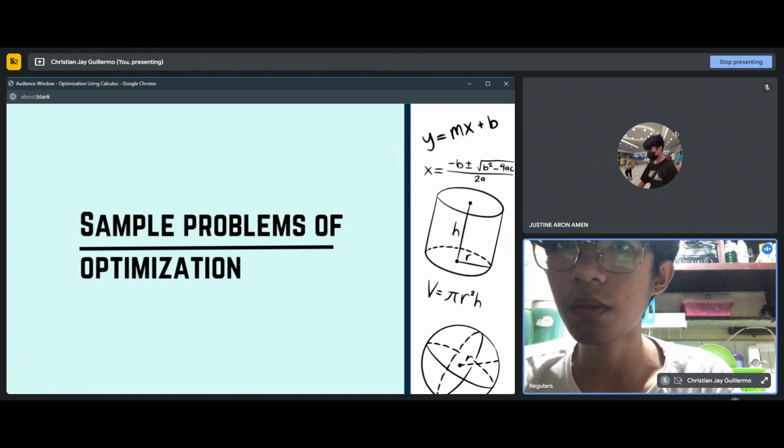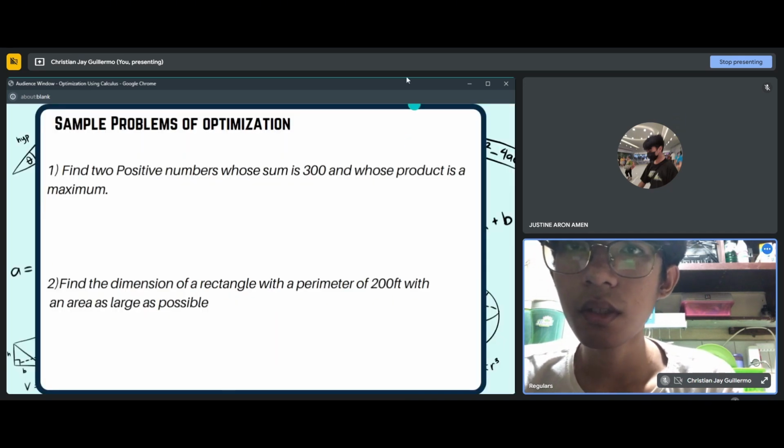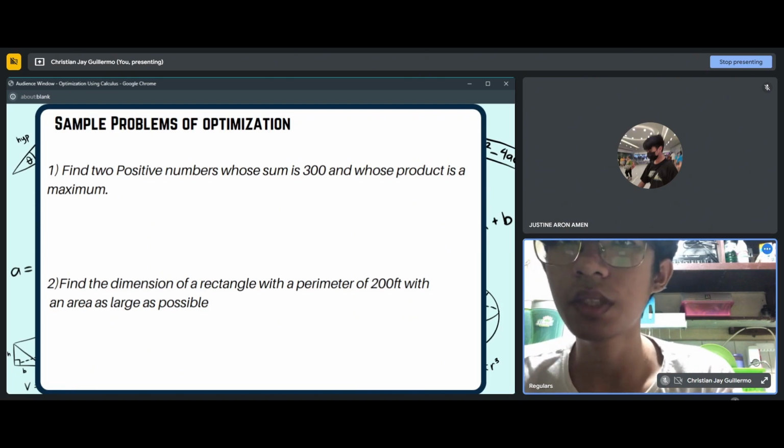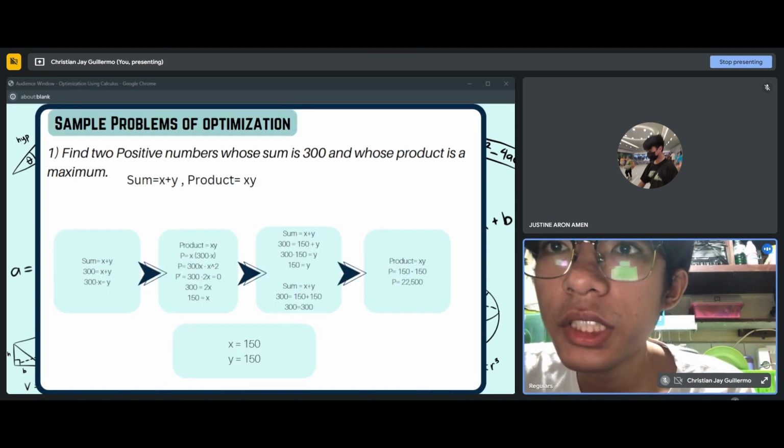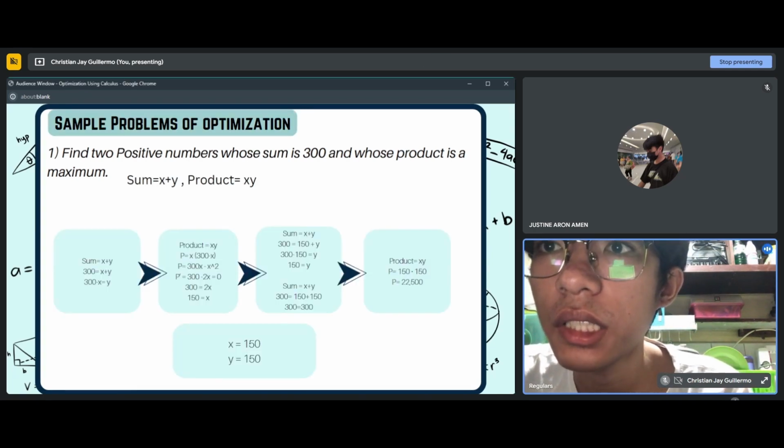Sample problems of optimization. 1. Find two positive numbers whose sum is 300 and whose product is a maximum. 2. Find the dimension of a rectangle with a perimeter of 200 feet with an area as large as possible. Find two positive numbers whose sum is 300 and whose product is maximum.